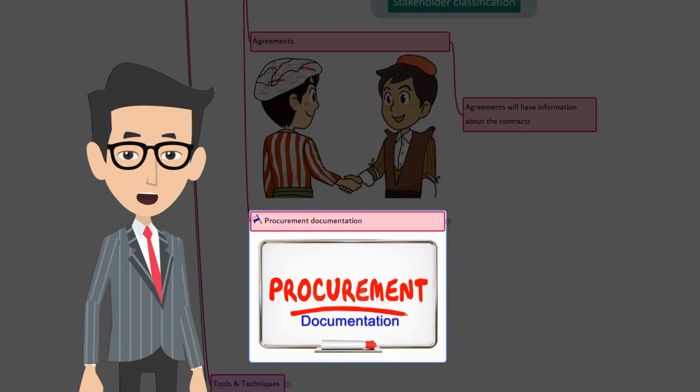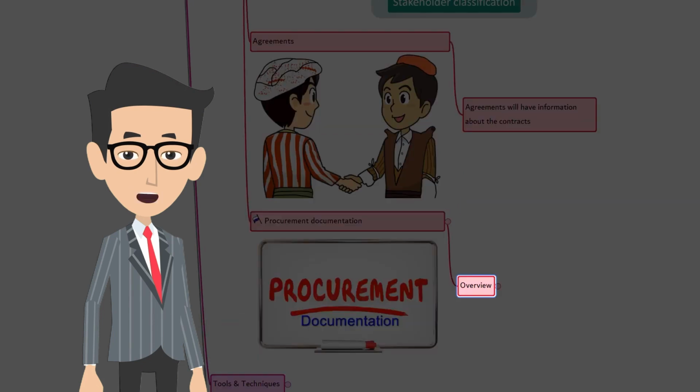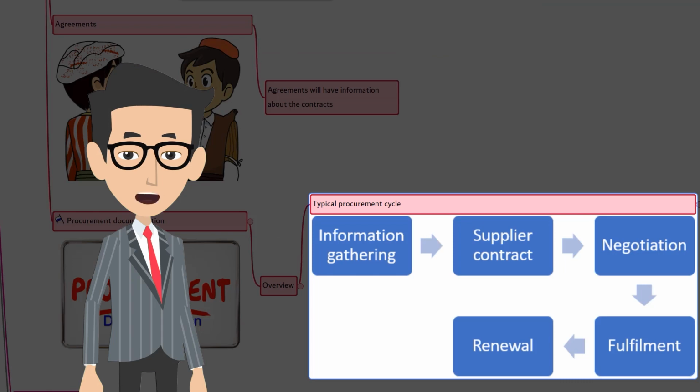The next one is procurement documentation. First, overview. In order to understand procurement documents, it is important to understand the terms related to procurement. We already discussed that procurement is the purchase of goods and services from a supplier who is external to the organization. Typically, the procurement cycle follows the steps shown in the diagram.